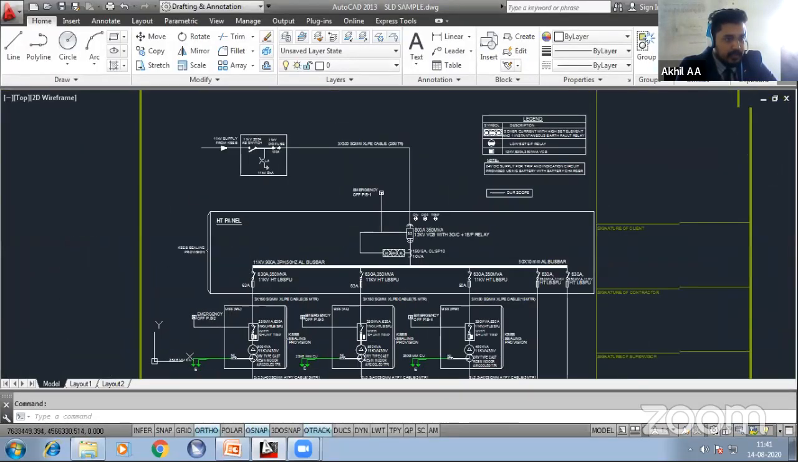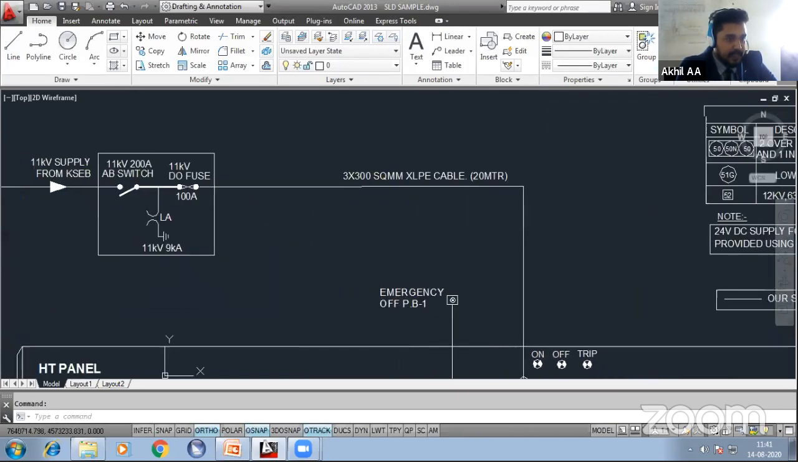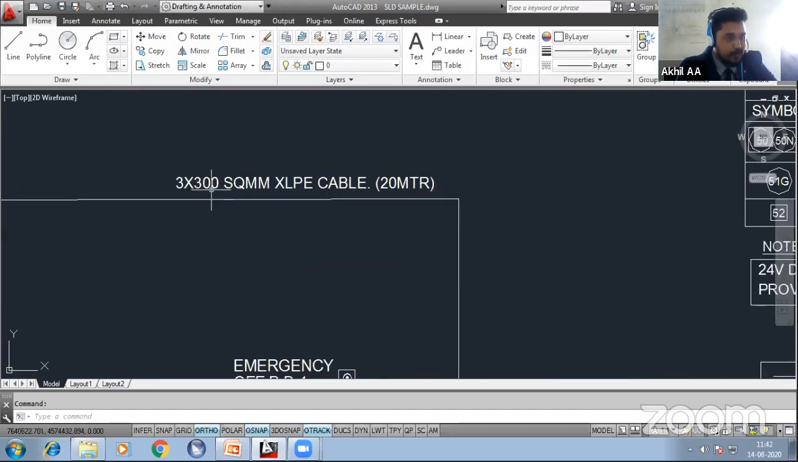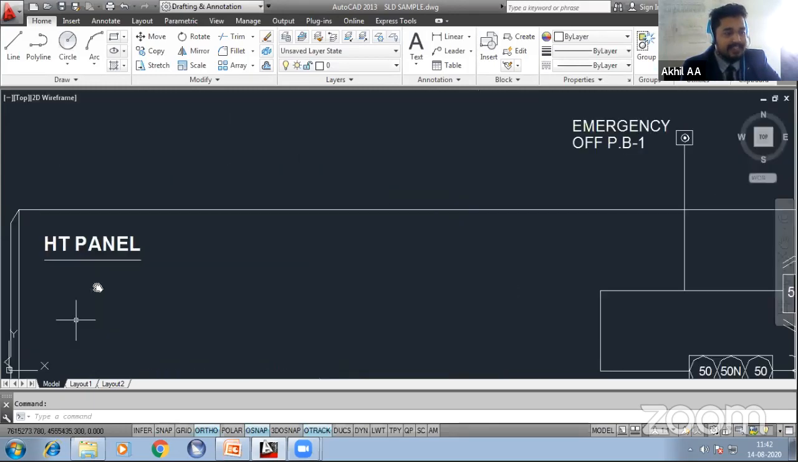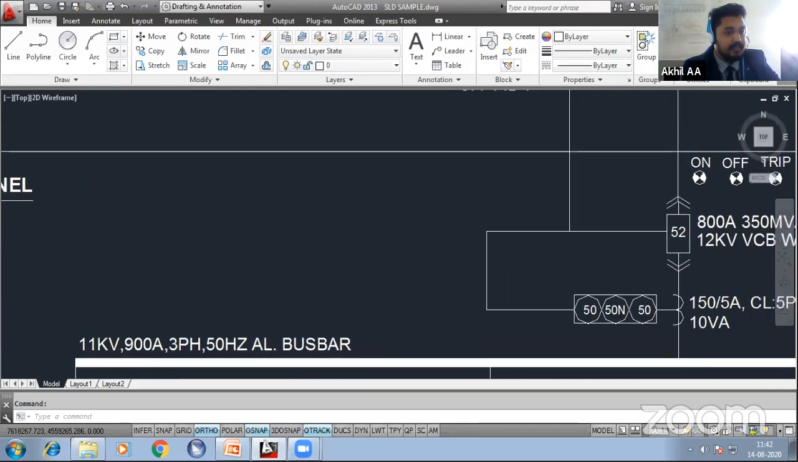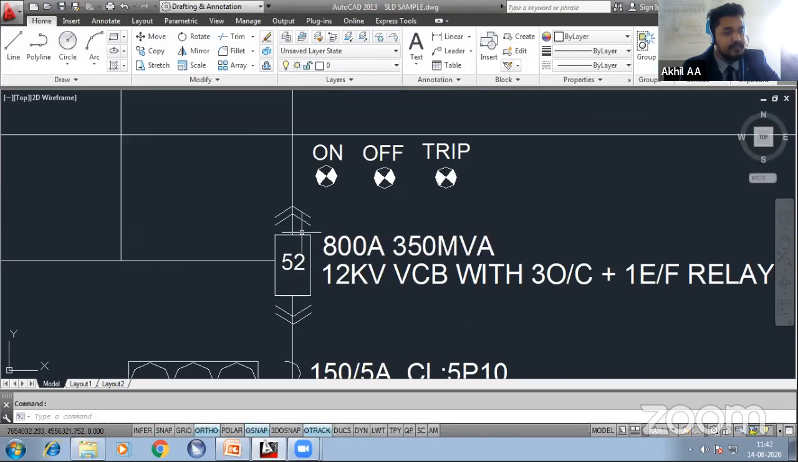You can see 11 kV supply. It is represented all in a line, single line. You can see this is represented as 3 into 300 square mm XLPE cable. So this is the main 11 kV HT side cable that is coming to our compound. As I represented in the flow chart, it is directly going to the HT panel. We have drawn a box and mentioned it as HT panel, and the HT panel is having an incomer of 52.